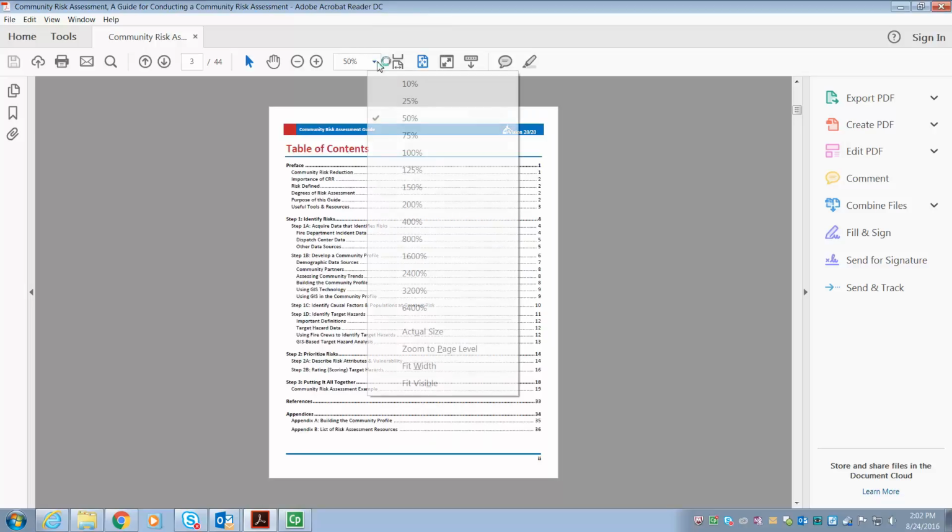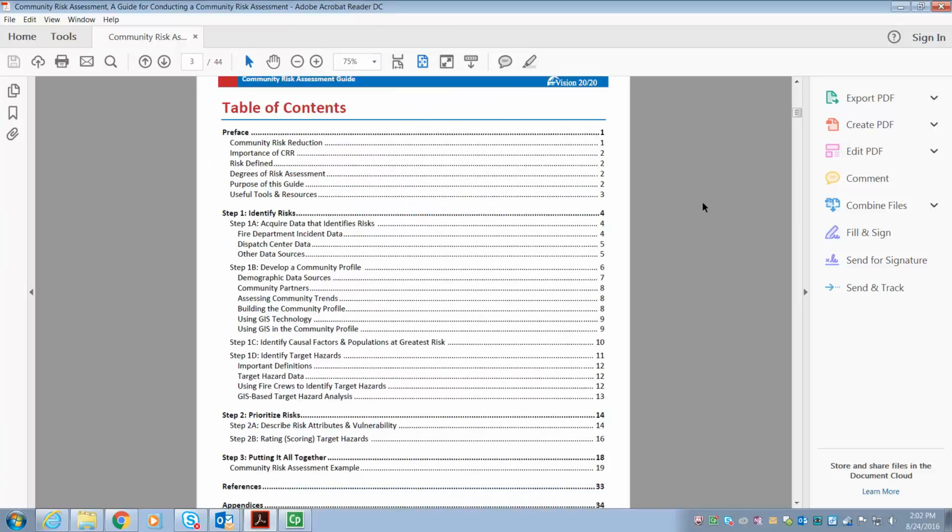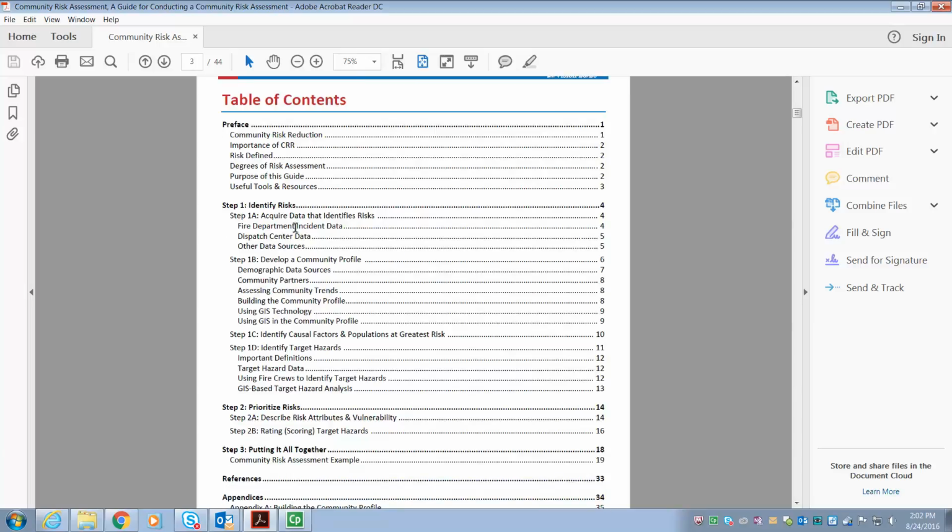Here in the table of contents, you can see that it looks similar to the process that we've talked about: identifying the risks and then developing a community profile, as far as the demographics, the partners, that sort of thing. We're not going to get into using GIS technology. What are some of the factors and the populations at greatest risk? And then target hazards, some important definitions of those and some target hazard data.